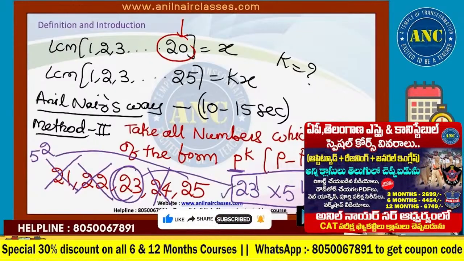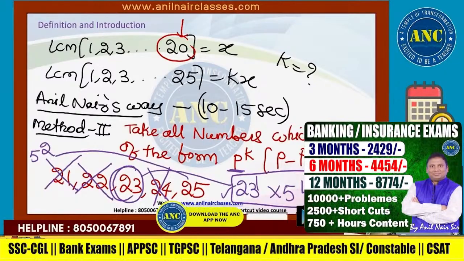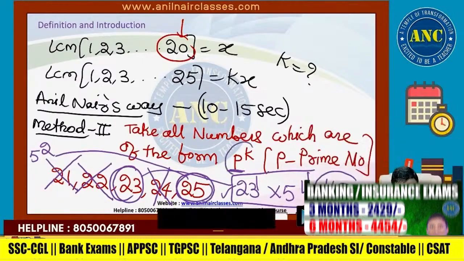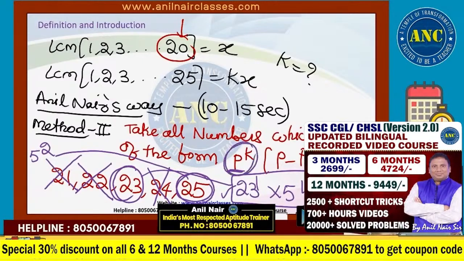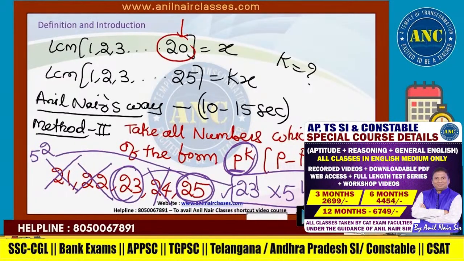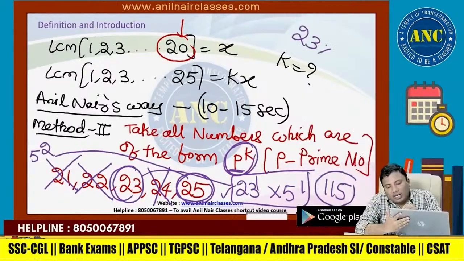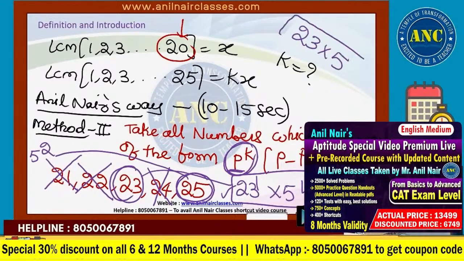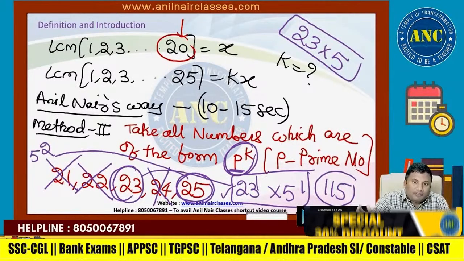Please write it. 24 is 8 into 3. Eliminate it. 25 is 5 square. 5 square is of the form p power k. But till 20 there is one power of 5 that will come. So one extra 5 will come. Answer is 23 into 5. 23 into 5 is 115.